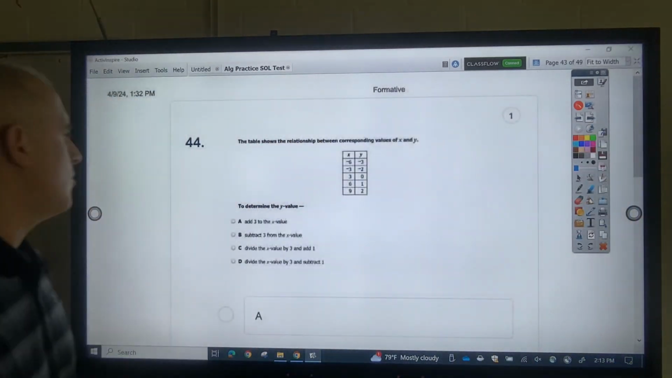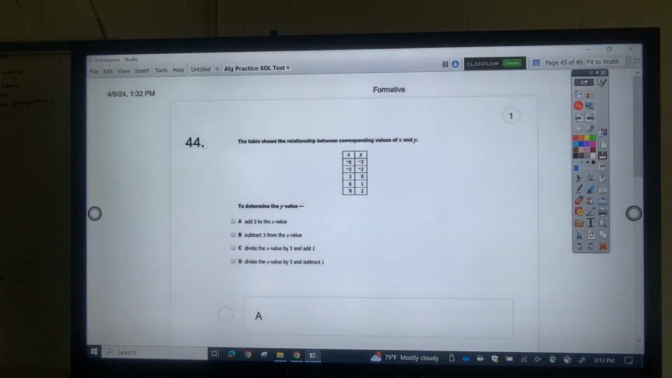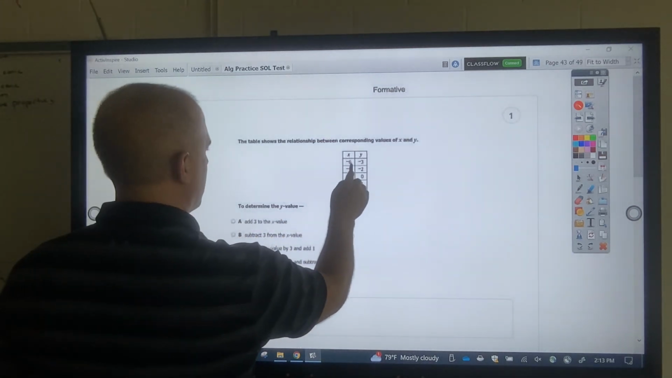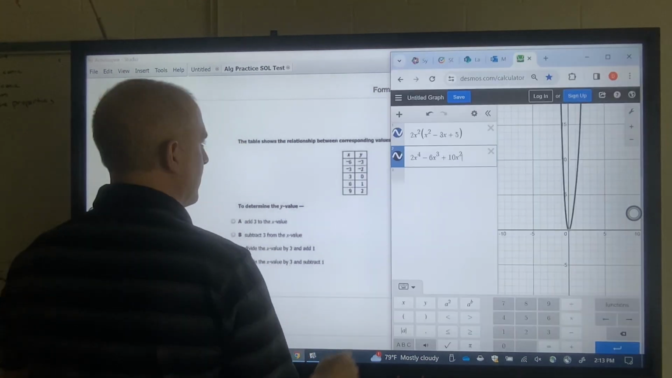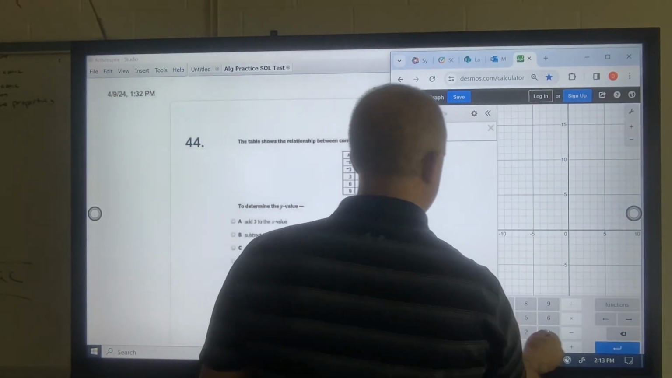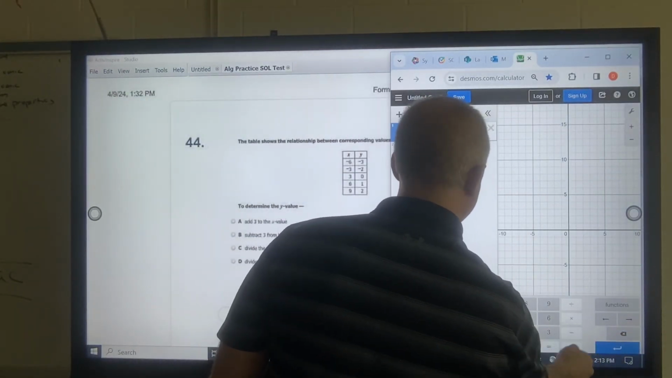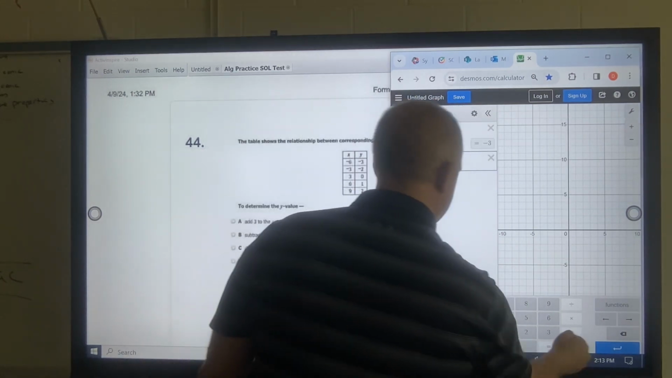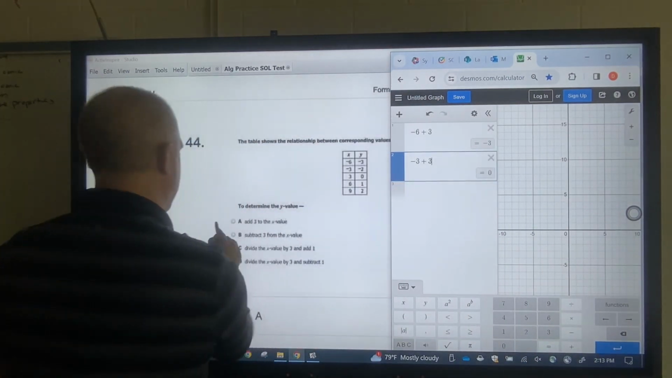Hopefully you can move that to level 1. It says show the relationship between the corresponding x and y values. Add 3 to the x values. So if I go from negative 6, negative 6 plus 3 is that. But if I do negative 3 plus 3, I don't get that. So it can't be that.